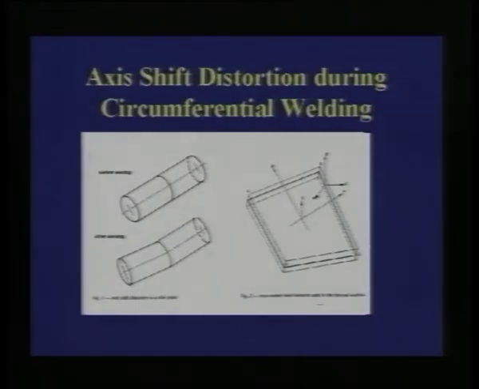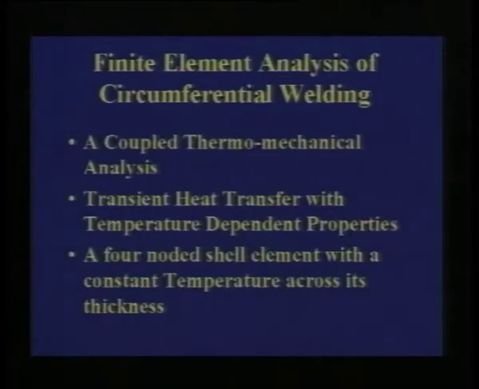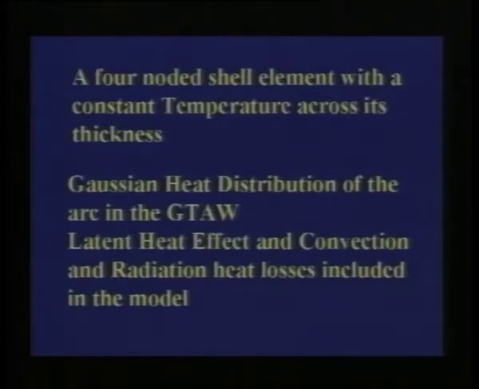Now let us look at the next slide. So let us look at the properties now. It already says that we have to do a transient, we have already seen that it is a 4-noded shell element, and the next slide shows you something very interesting, that the latent heat, convection and also radiation can be taken into account. Sometimes when temperatures are large near the welding zone, the radiation also has to be taken into account.